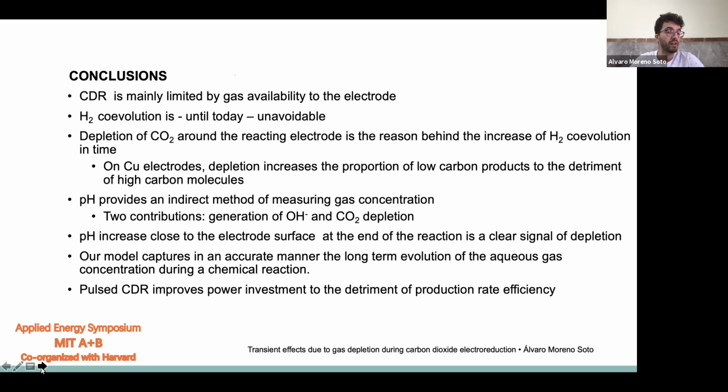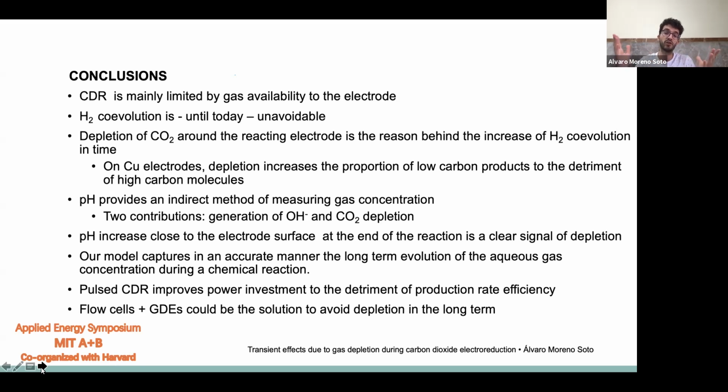And with pulse CDR, we are able to improve the power investment, but we decrease the production rate a lot. So we need to find a compromise solution in that aspect. Future flow cells combined with gas diffusion electrodes seem to be the right track to follow in terms of improving the overall chemical efficiency, because we don't have that effect of gas depletion. We don't have the effect of a quiescent structure, a quiescent device, because everything is flowing. So every time the CO2 is being replenished.